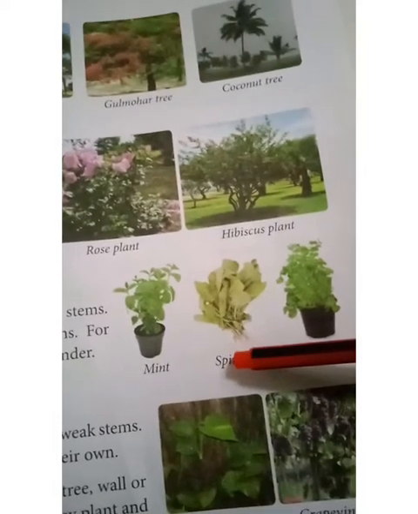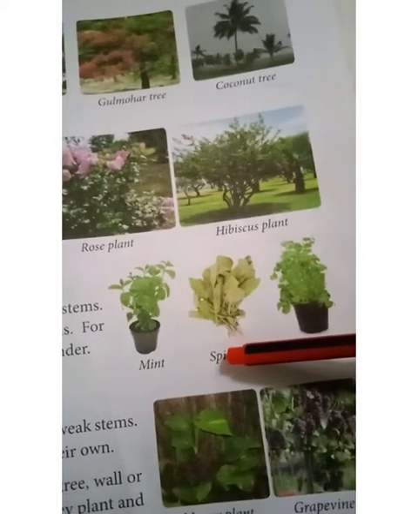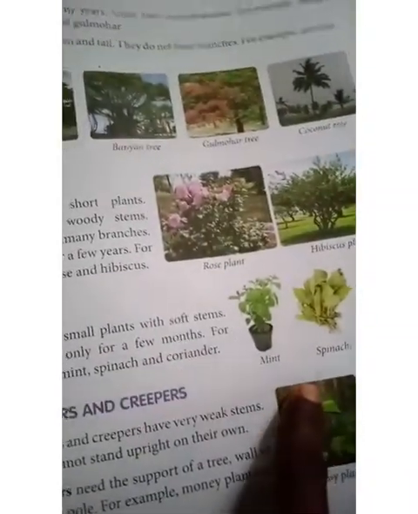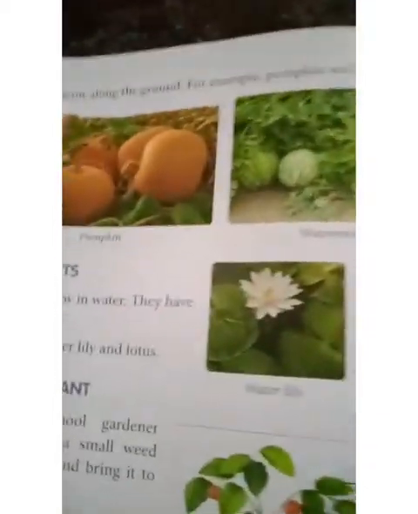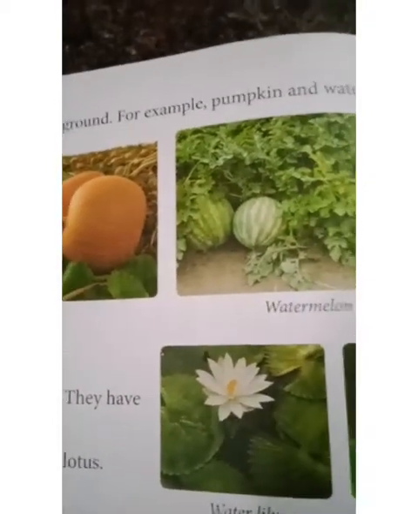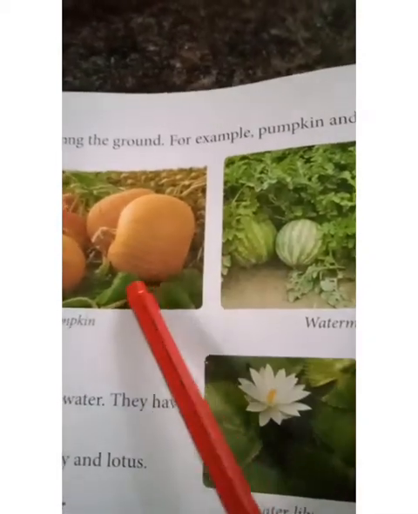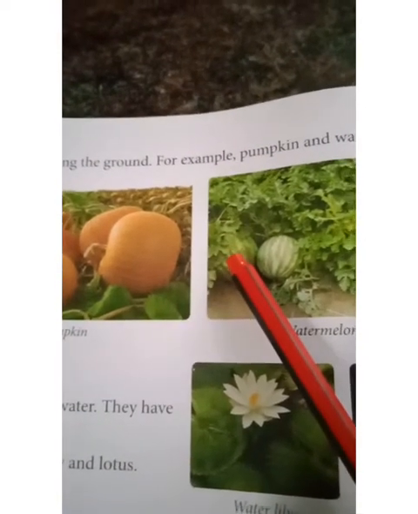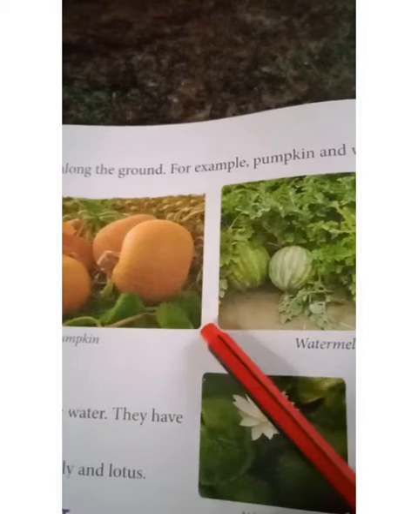The next one is climbers and creepers. Some plants have weak stems and cannot stand straight. They are of two types. One is creepers, another one is climbers. Some plants grow along the ground. They are called creepers.